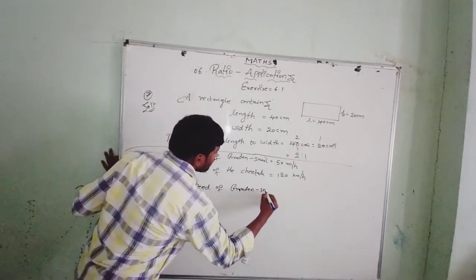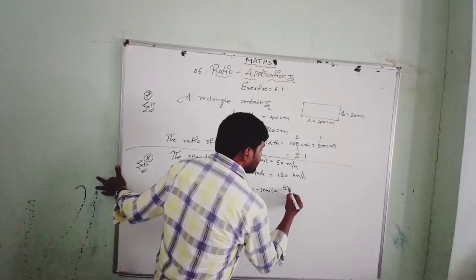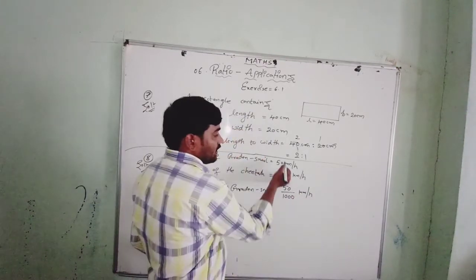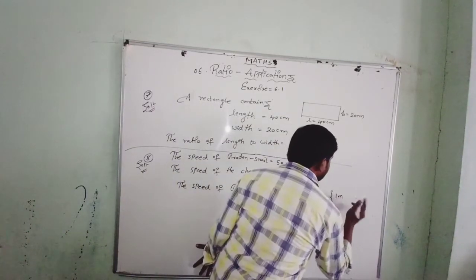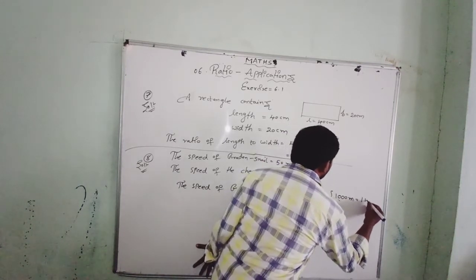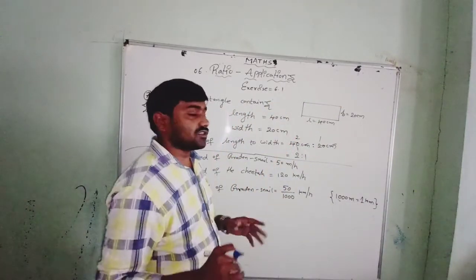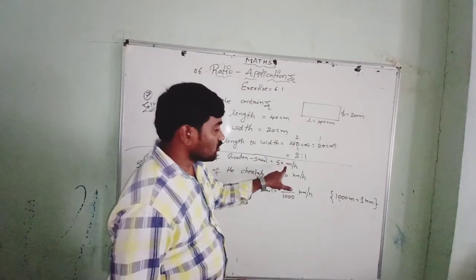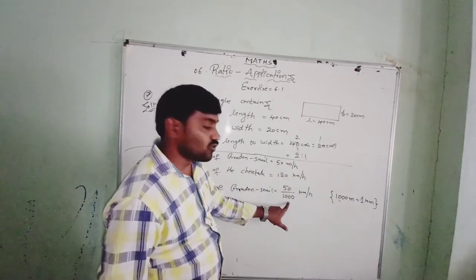So the speed of the garden snail is equal to 50 by 1000 kilometer per hour. Why have we written by 1000? Let me explain. 1000 meters equal to 1 kilometer. If you run 1000 meters, it will be equal to 1 kilometer. So these 50 meters, if you want to convert meters into kilometers, we have to divide by 1000.